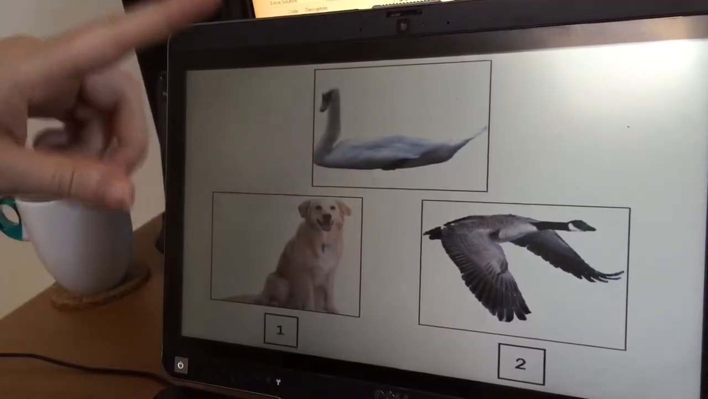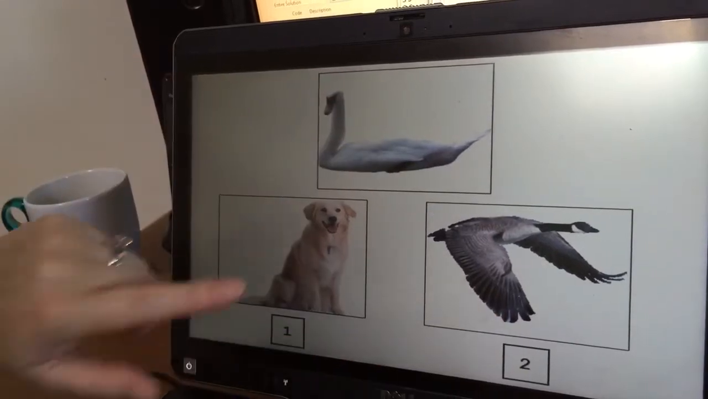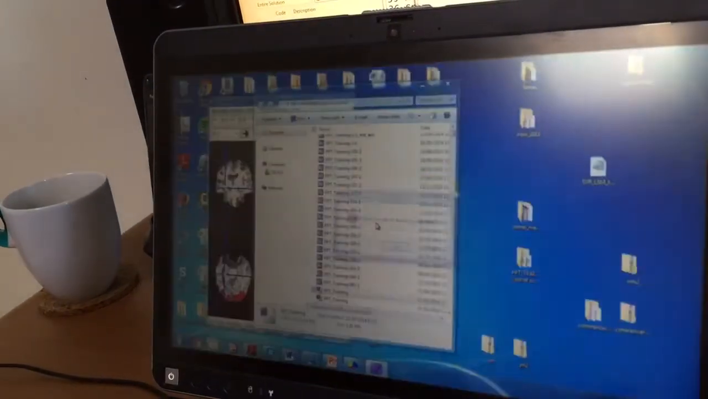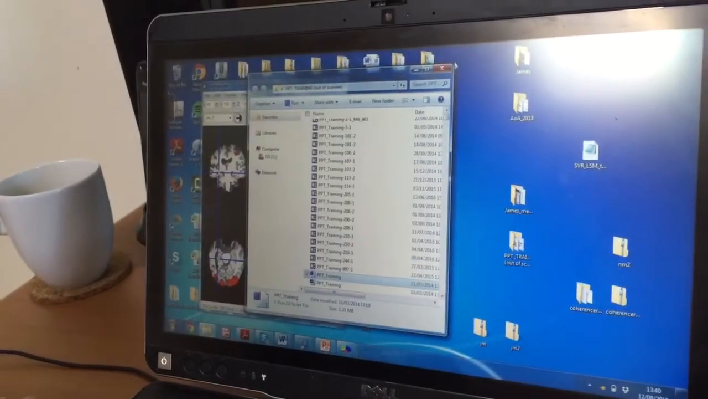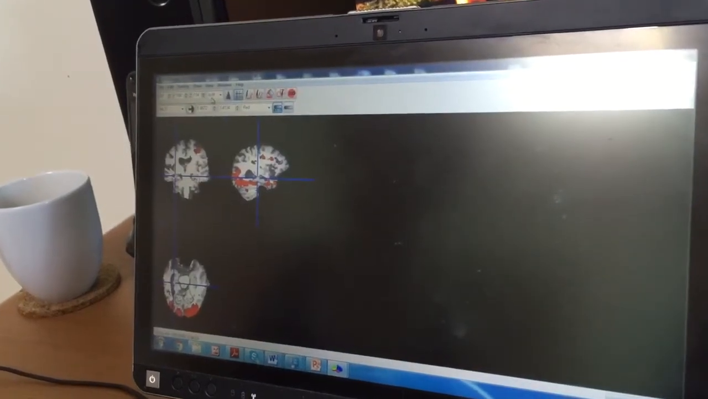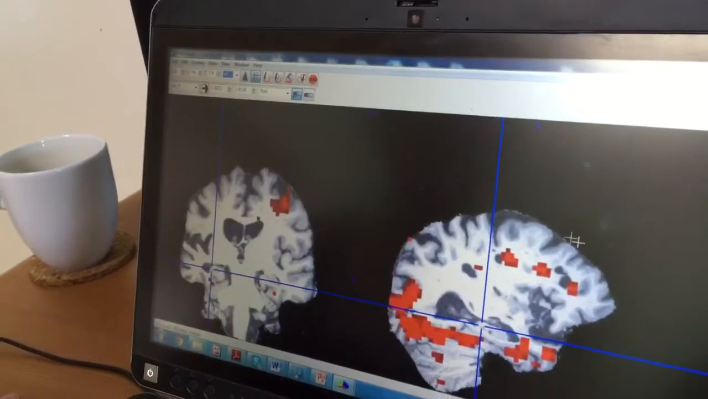Then we do this again, but with written words. So it would say swan, goose, dog, and you have to do the same judgment. So if we don't crash the whole computer, which has happened before, while you're doing that, we're recording.